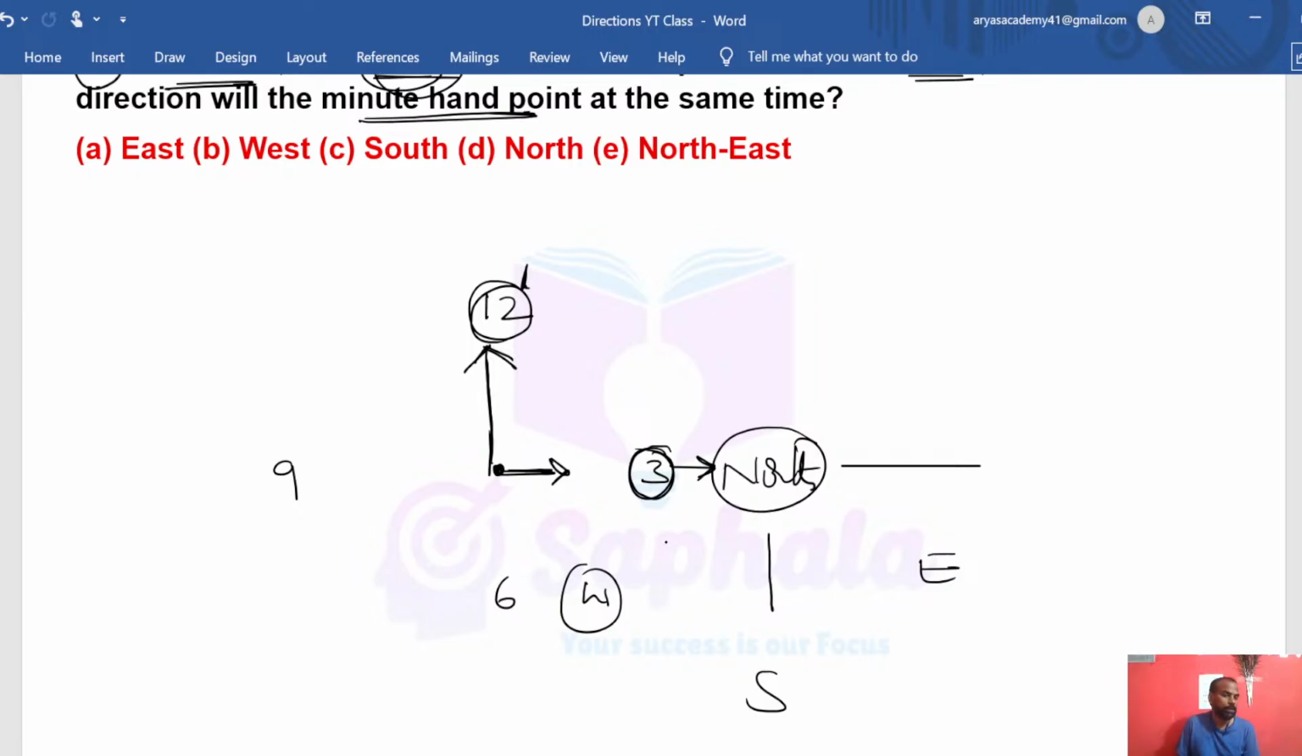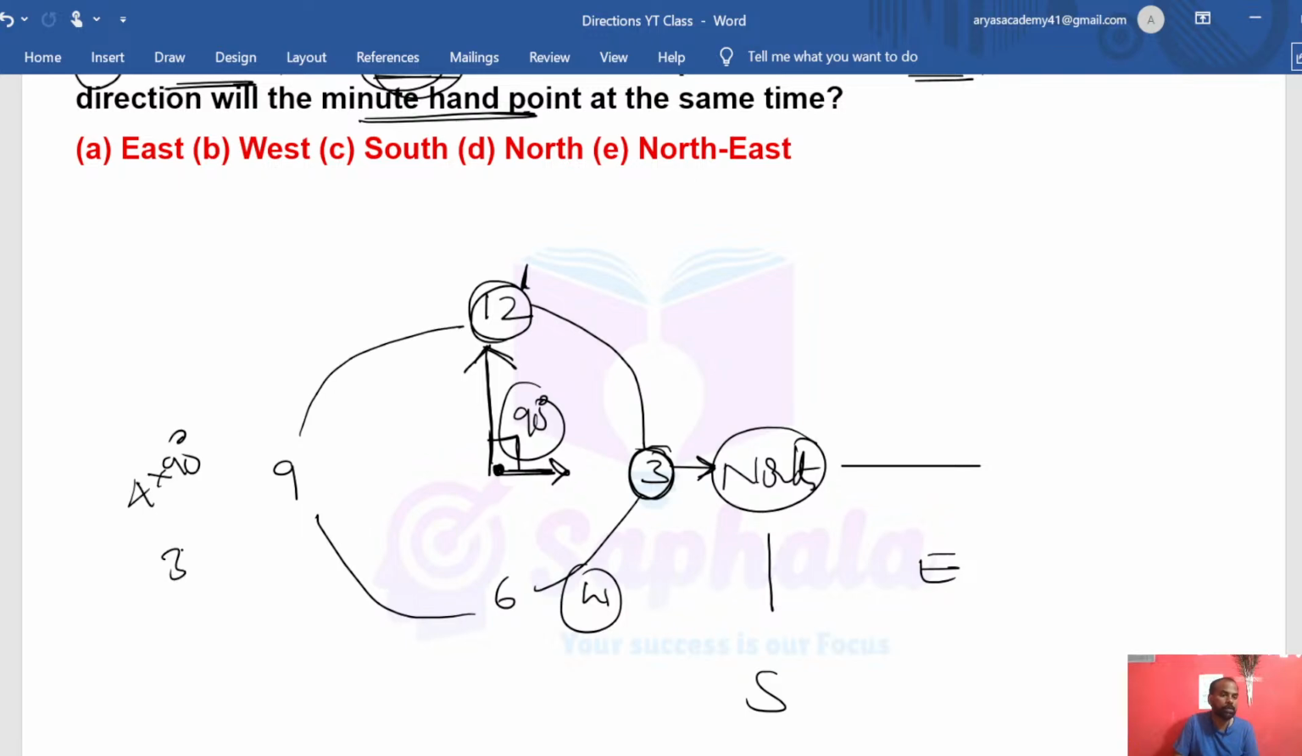You cannot directly answer it, but what you have to do? You have to find out this angle, no? I have very clearly told you the angle between 12 and 3 will be 90, 3 and 6 will be 90, 6 and 9 will be 90, 9 and 12 will be 90. So that's how we get 4 into 90, 360 degrees, which is the angle of a circle or a clock.